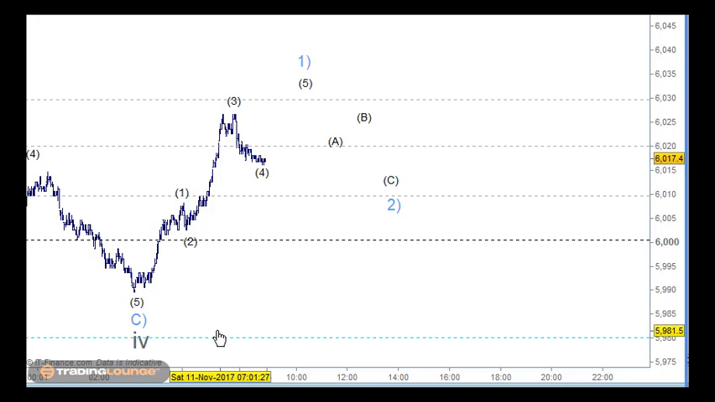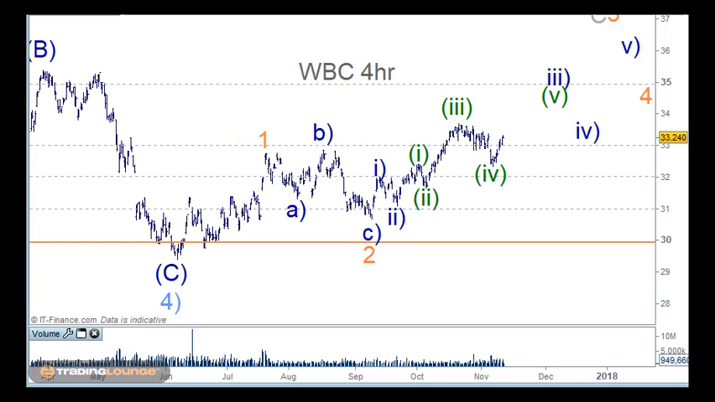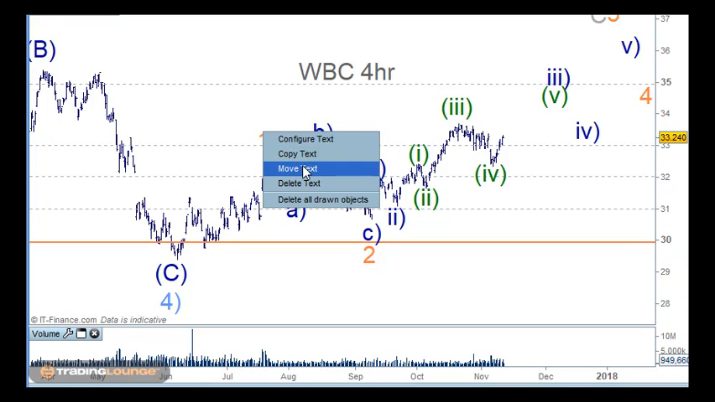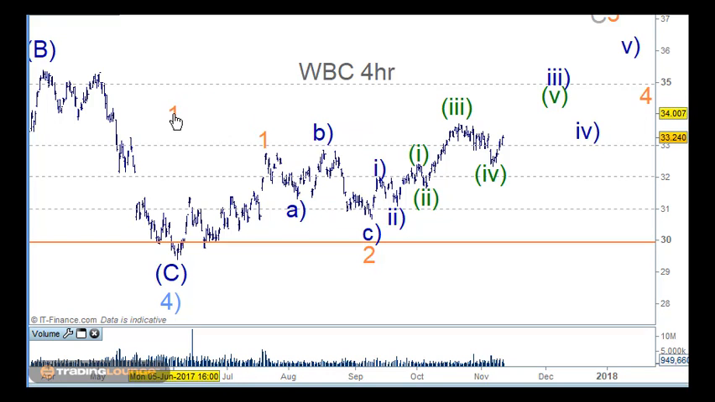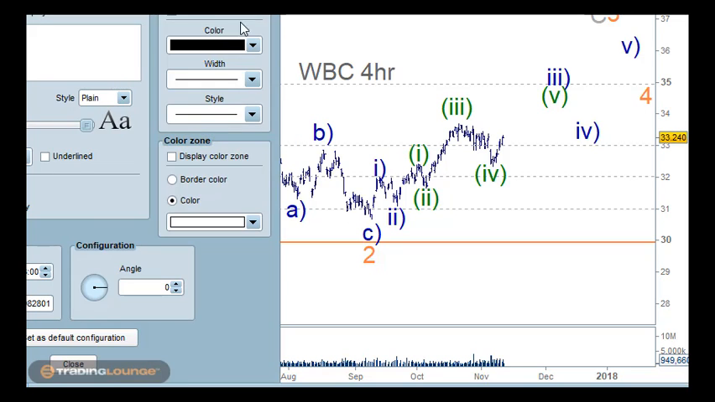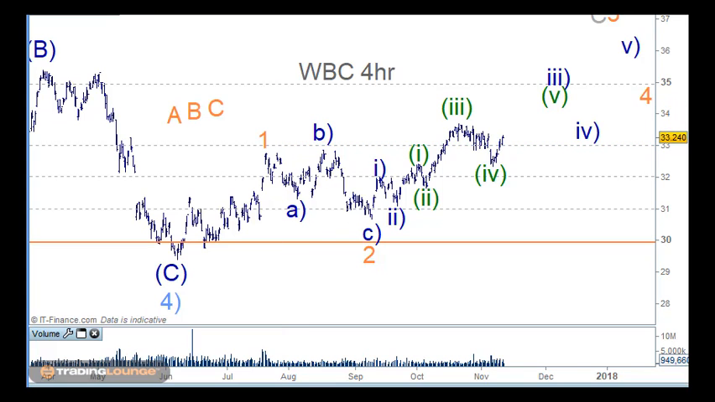We also expect the banks to move up higher. We'll just have a look at one here. Westpac would be one. So this is our count for Westpac. I do need to note too that with all of these moves up from the banks here, we could have a much more complicated correction occurring as well with all of these. So we just need to be mindful. So this wave 1 can be an A wave and a B wave and a C wave up here, as I've got here.